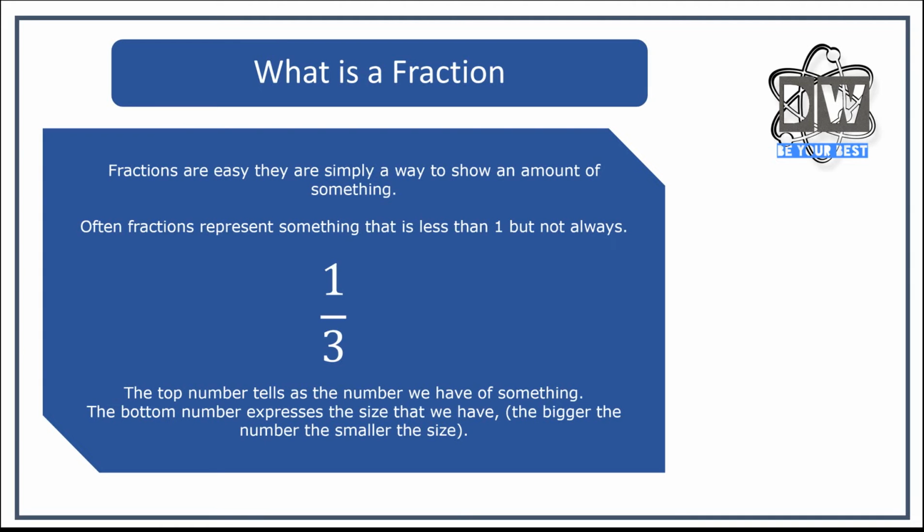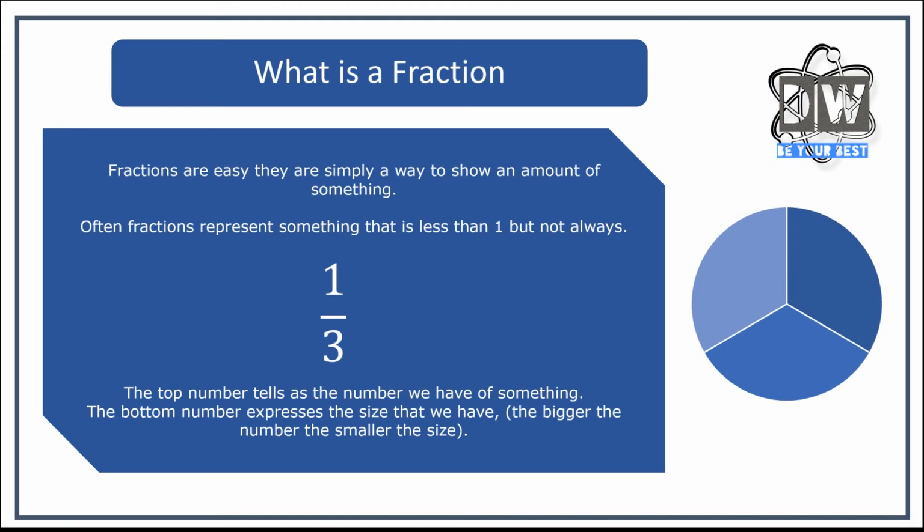We've got 1/3 here. The top number represents the number we have of something. The bottom number expresses the size we have. The bigger the number at the bottom, the smaller the size. I'll give you an example of that. If I had 1/3 of a pizza, I'd have about that much.